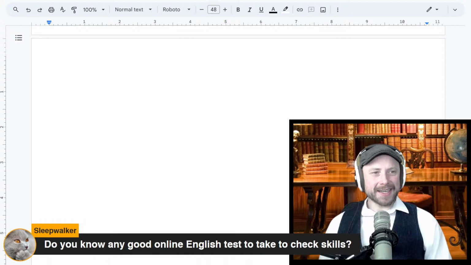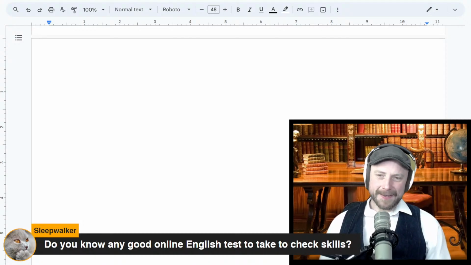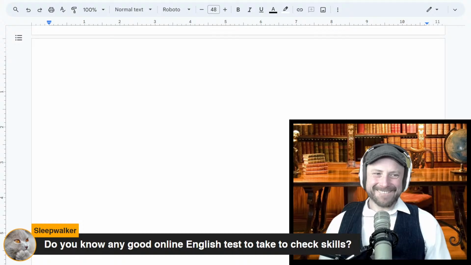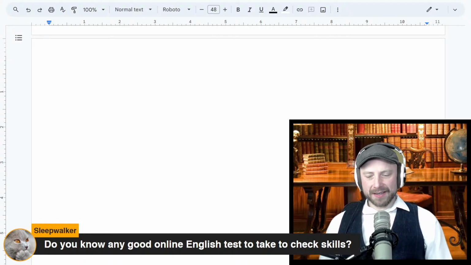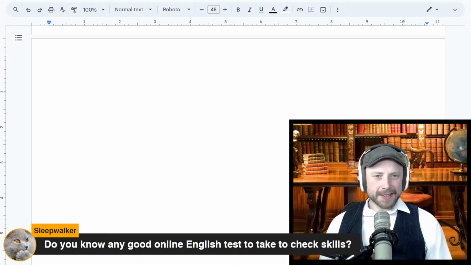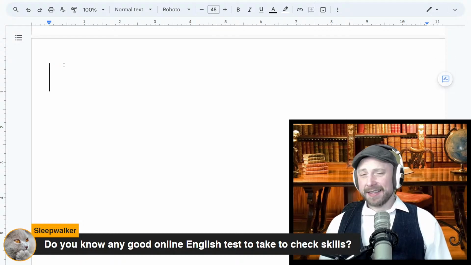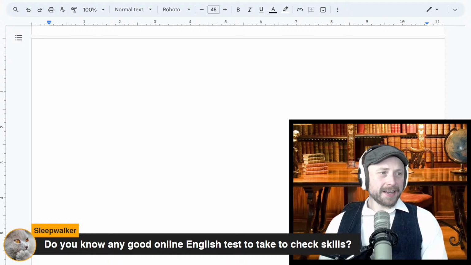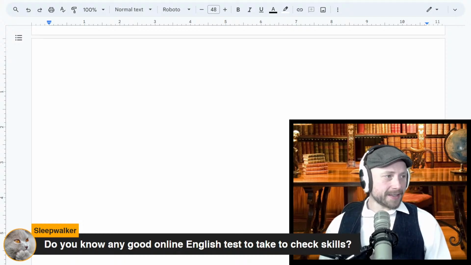Do you know any good online English tests to take and check skills? The problem is that for oral communication, you can really only do a human test. So you really need a human to test your speaking. But if you're looking for reading, writing, listening tests, then just get some IELTS material. If you go to the official IELTS website, you can get official IELTS past papers. So I think it's IELTS.org, and you can just get sample test questions there.